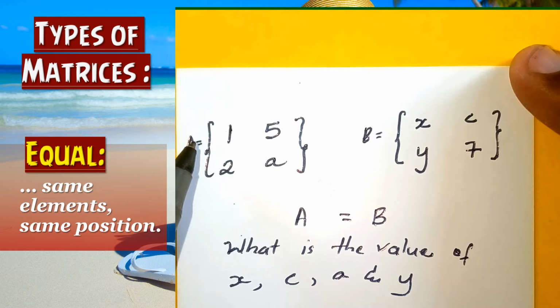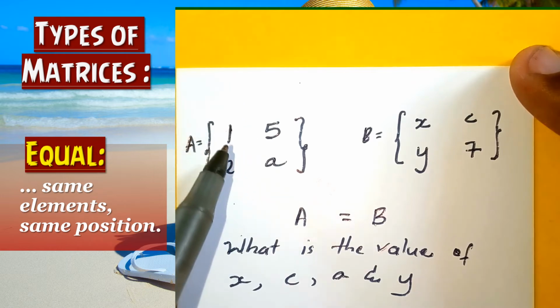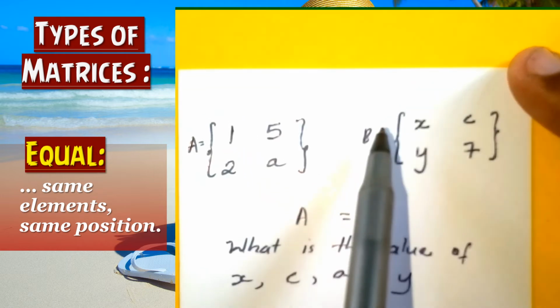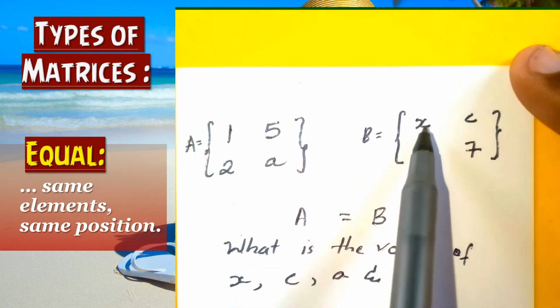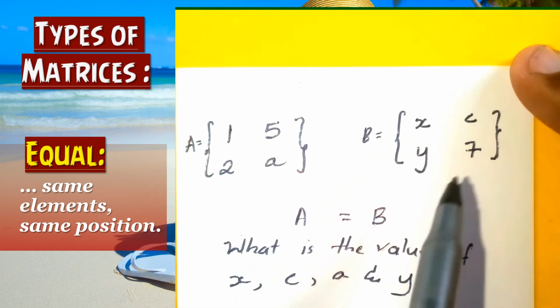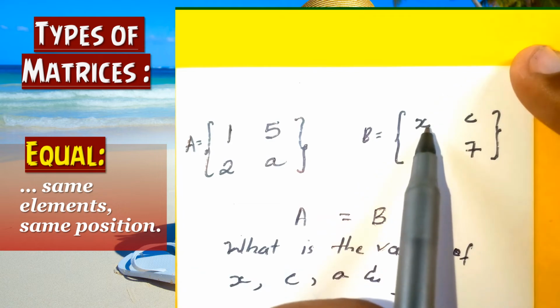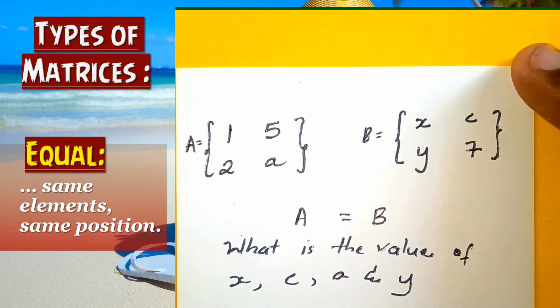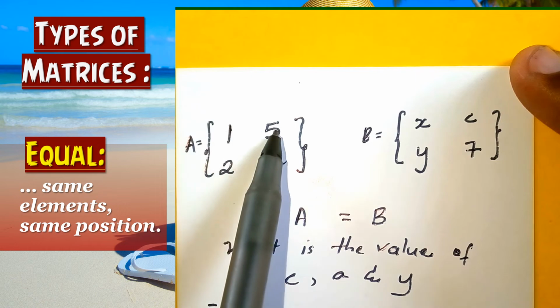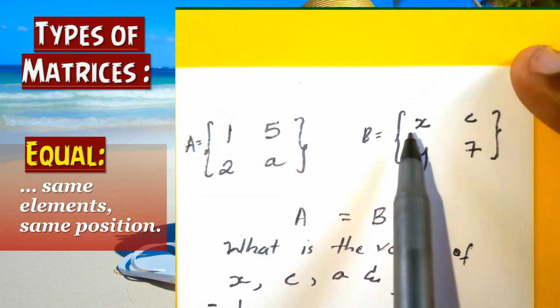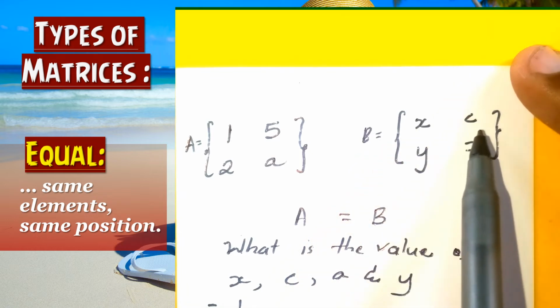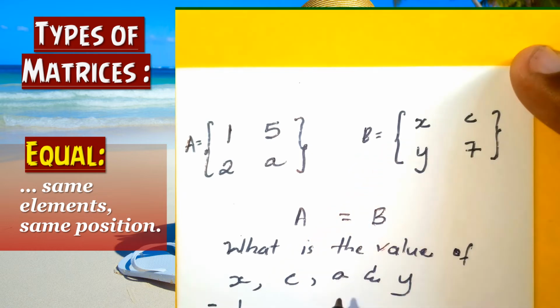1 in A, this is row 1, column 1, should be the same as the element in row 1, column 1 in matrix B. So when I look at it, X and 1 are in the same positions. So that means the value for X is 1. Let's look at this one. Row 1, column 2 is 5 in matrix A. So row 1, column 2 should be 5 in matrix B. That means the value for C is 5.